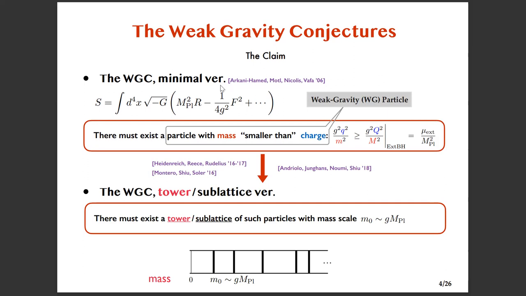The bolder claim is that the theory needs to be supplemented not just with one such particle, but in fact with an infinite tower of weak gravity particles. And the mass scale of the tower should sit at M Planck times the electric coupling g. And even more strongly, the sublattice version further claims that the tower, in fact, should fill up a certain sublattice of the full charge lattice.